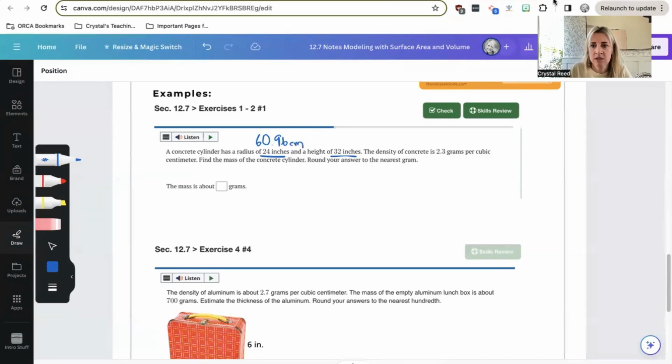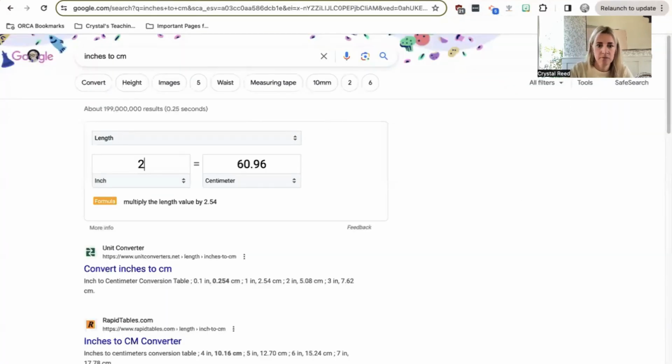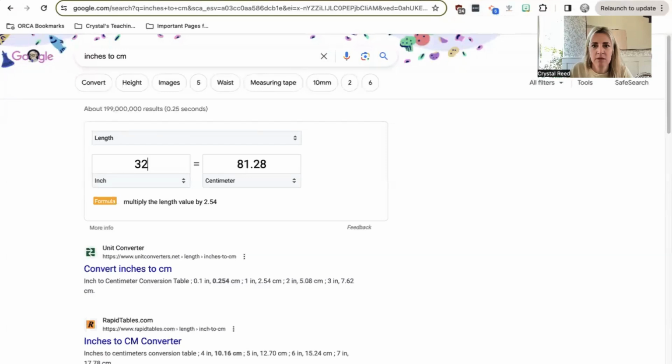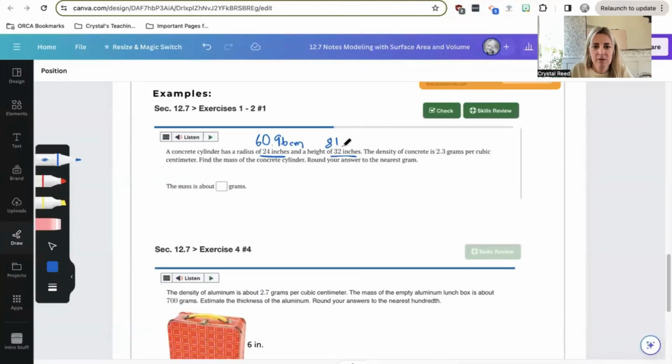And then 32 inches, we'll convert that also. 81.28. This is when Google's real nice and helpful and totally fine to use. It was 81.28, right? I'm sorry, I'm writing with my mouse. I can't find my trackpad. I actually can't find the dongle.